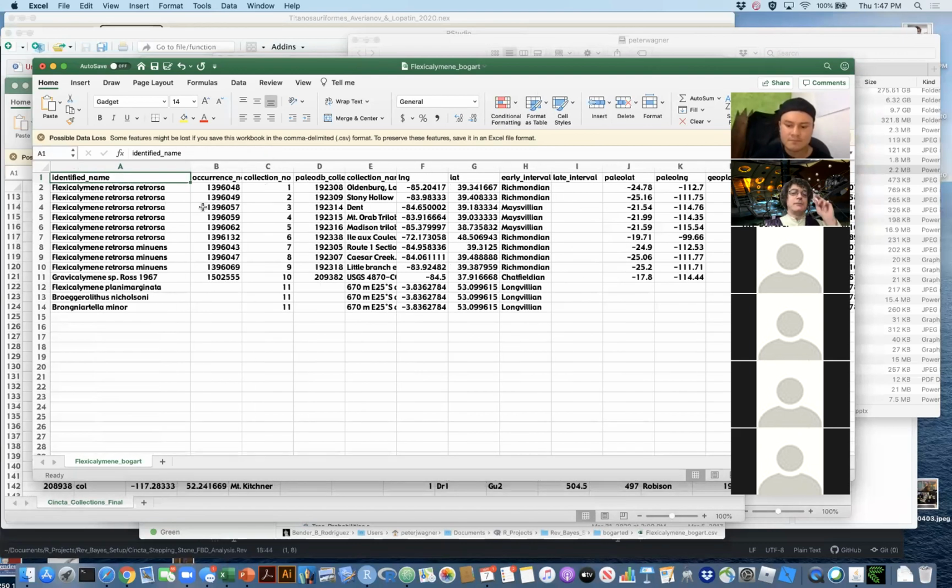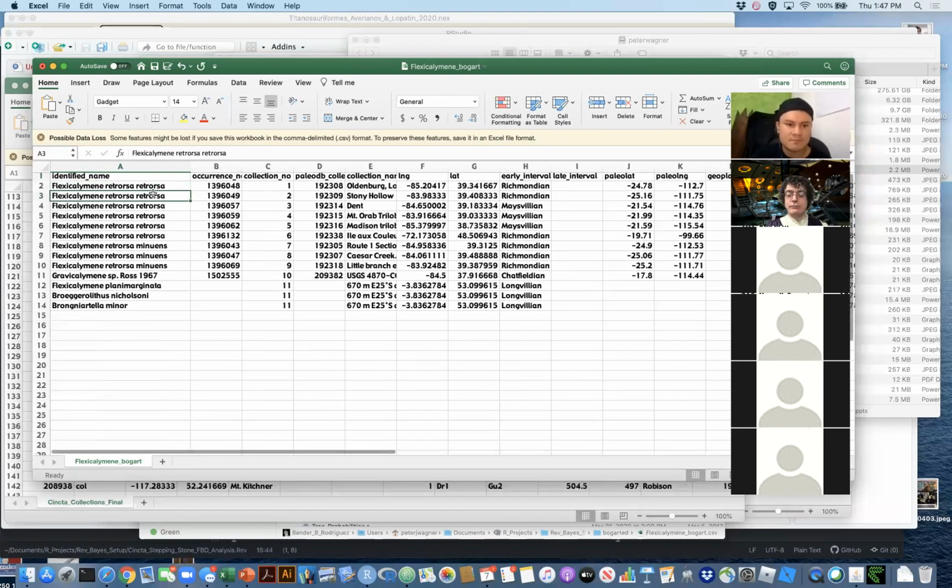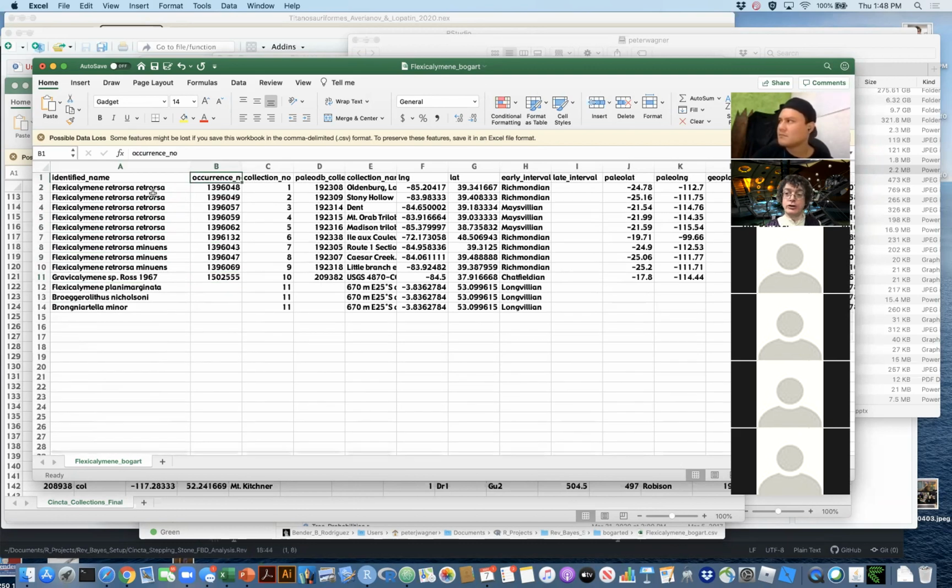And I've done a couple of things here. Here are the names. So here's Returza, and Returza minuens, which could be useful to separate out. Here is Gravikaliministpa Ross 1967. Now, here are occurrence numbers. These are actually the occurrence numbers that go with particular occurrences in the Paleodb. I'm going to use this file to re-identify them so they'll have names consistent with what the Paleodb has.